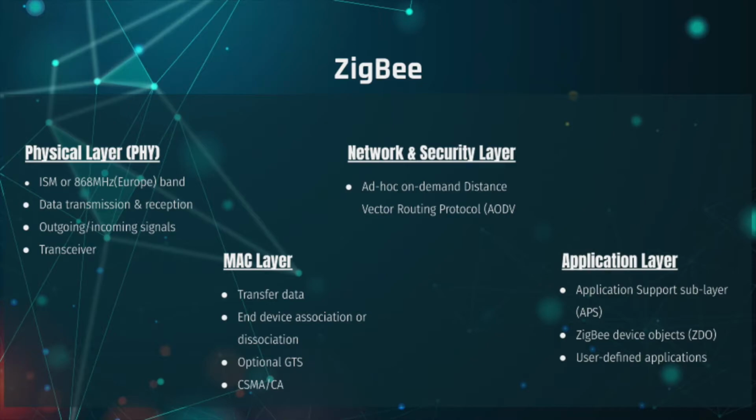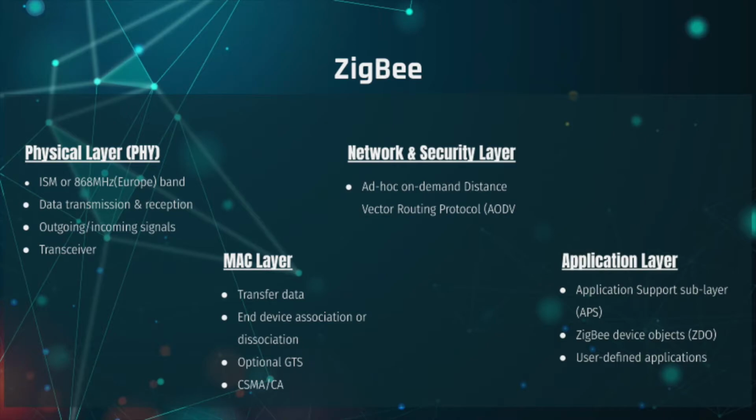The Zigbee protocol stack consists of the physical layer, MAC layer, network and security layer, and the application layer. The physical layer operates in the ISM band or 868 MHz band in Europe. It provides data transmission and reception, modulation of outgoing signals and demodulation of incoming signals, and it manages the function of the transceiver. The MAC layer frame is composed of MAC header, MAC payload, and FCS.